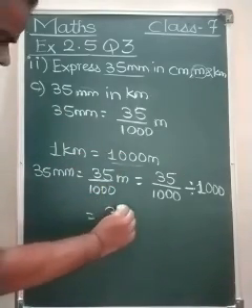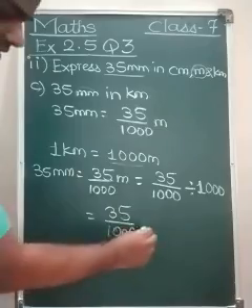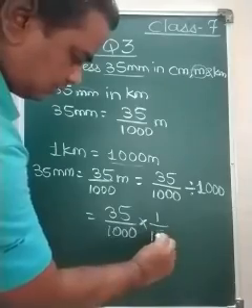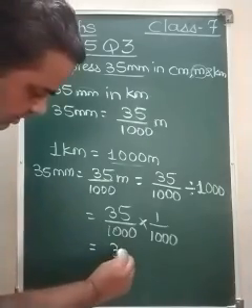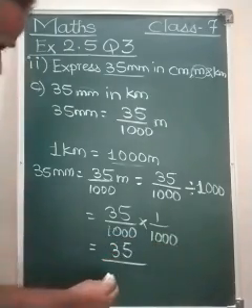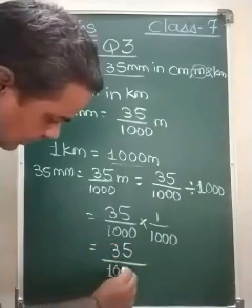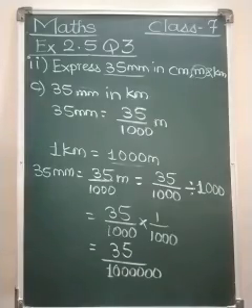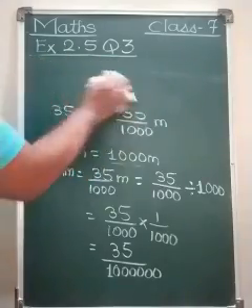So this equals 35 upon 1000. This division sign will convert into multiplication, and reciprocal of 1000 would be 1 upon 1000. Quite a big answer. So this equals 35 divided by 1 with 6 zeros, because when we multiply 1000 into 1000, we get 1 and 6 zeros. Now what I will do? I will write the answer here.